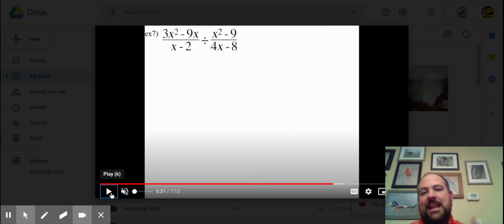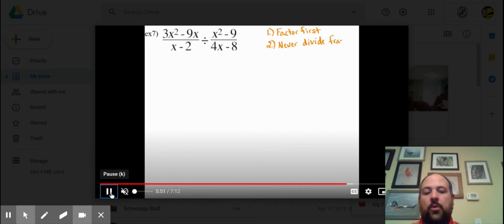All right, and now we're at number 7. Here we have 3x squared minus 9x over x minus 2 divided by x squared minus 9 over 4x minus 8. And we're going to make 2 notes here. First, we still want to make sure that we factor first before we try and simplify anything. Otherwise, things aren't going to cancel out. The second thing here is the key that now we are dividing these. And you might remember that we do not divide fractions.